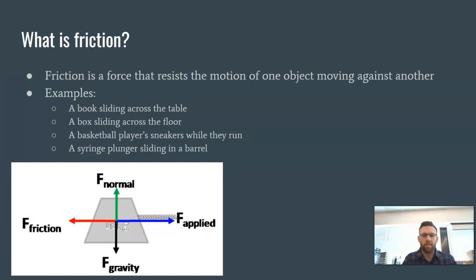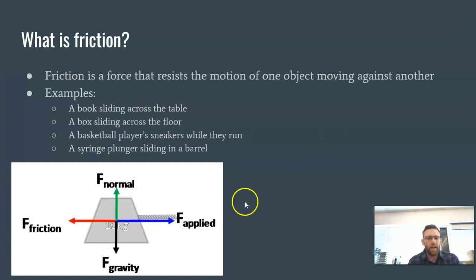So a book sliding across the table, a box sliding across the floor, a basketball player's sneakers while they run, or a syringe plunger sliding in a barrel. Now, those last two are examples where friction is actually pretty useful. When you're running down the court, it's good to have a lot of friction, right? Some basketball players will even make sure that the bottom of their shoes are a little bit sticky to increase friction, or they'll take their sweat and rub it on the bottom of their sneakers real quick to increase the friction so they don't slip. So in some cases, friction is good.